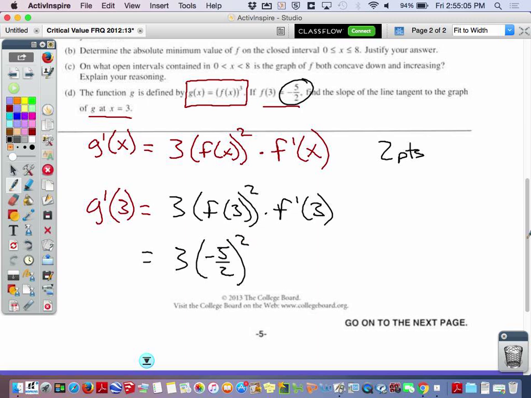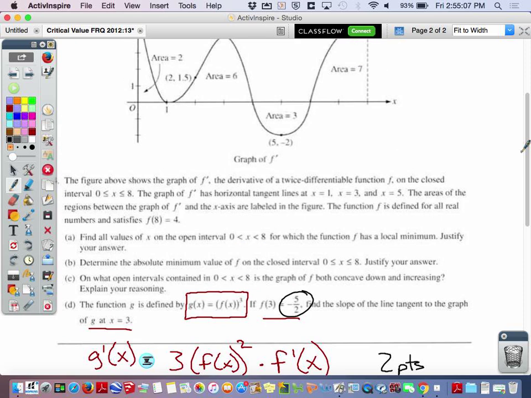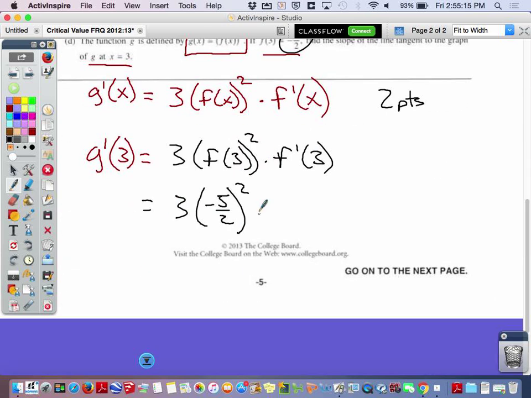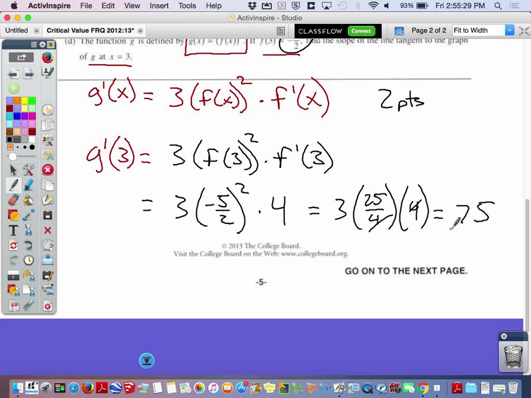And f prime of 3 I can find on the graph of f prime. f prime of 3 is equal to 4. That's our point right there. So I'll do times 4. We could leave it like that if we wanted, but I think we can figure it out. We've got 3 times 25 over 4 times 4. Those 4's would cancel out, and we'd have an answer of 75. And that would be the final point for this problem.